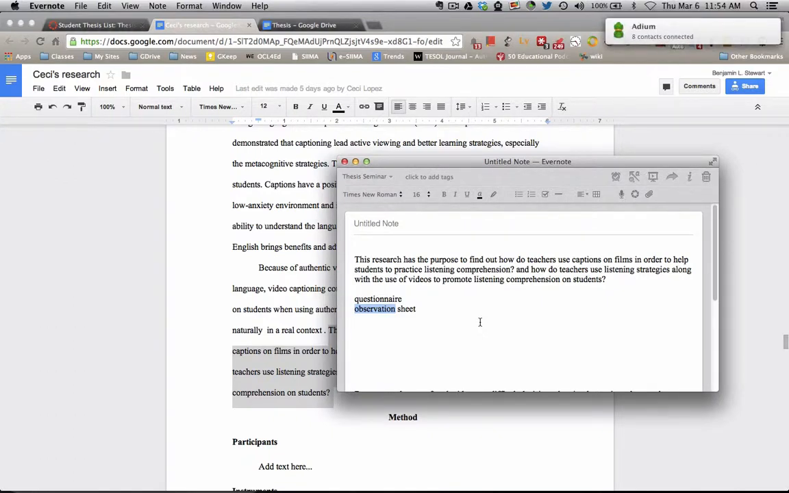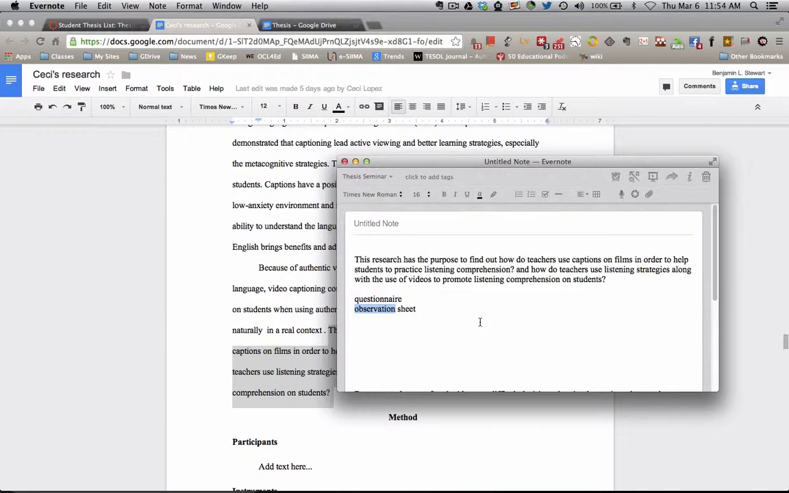So the observation sheet, you're going to be basically looking at how teachers use captions. So you're specifically talking about captions. All of these questions that we're talking about in the questionnaire are about captions.